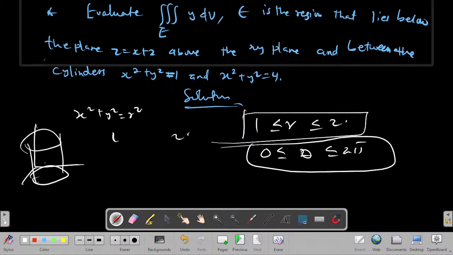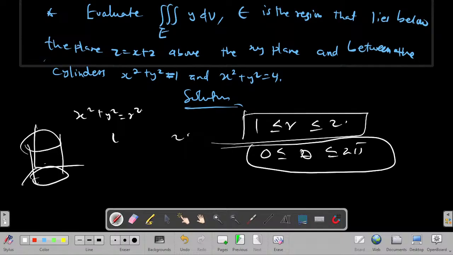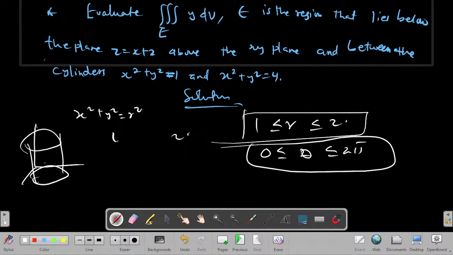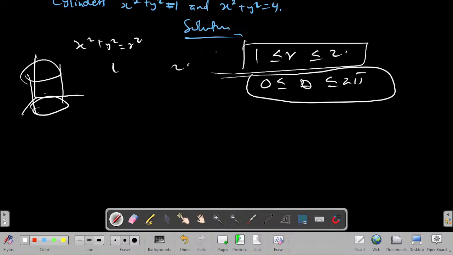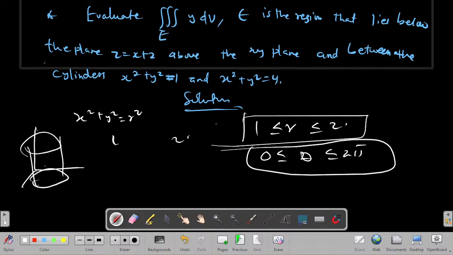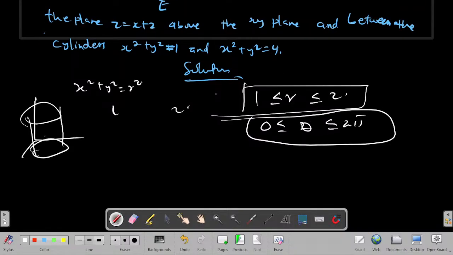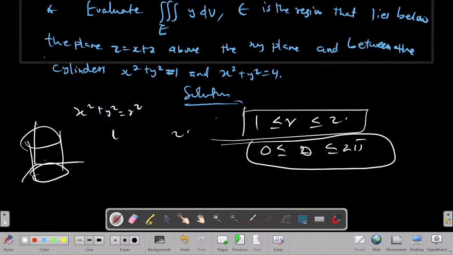Then the next one is what? Z, right? We need Z. What will be the boundaries for Z? So the boundaries for Z are going to stem from the plane, and the plane given was what? We want the boundary for Z, right? So to find the boundaries for Z, as I said, we use the plane. Since we are lying above the plane, is it we lie what? Sorry, below the plane, yeah, below the plane.